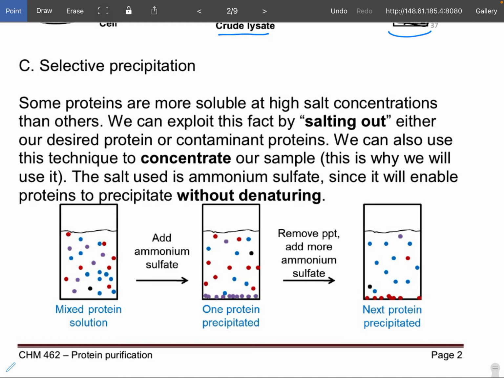That's in contrast to other salts. So if we wanted to denature proteins, we might use something like urea or guanidinium. Those agents cause proteins to denature, whereas ammonium sulfate causes proteins to stay folded up.